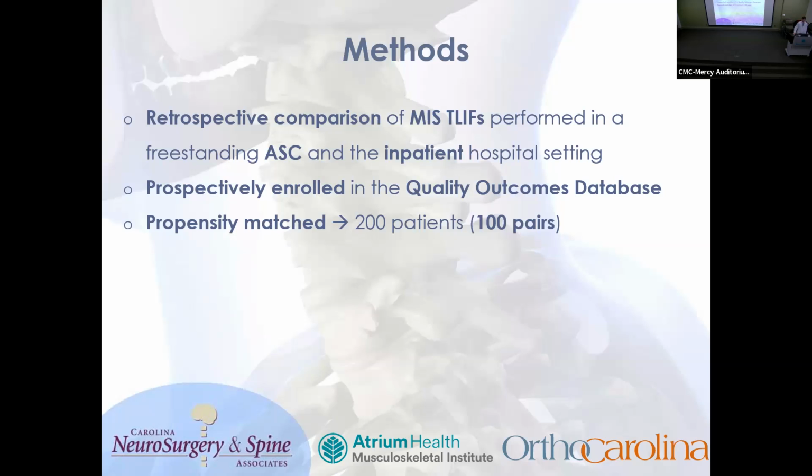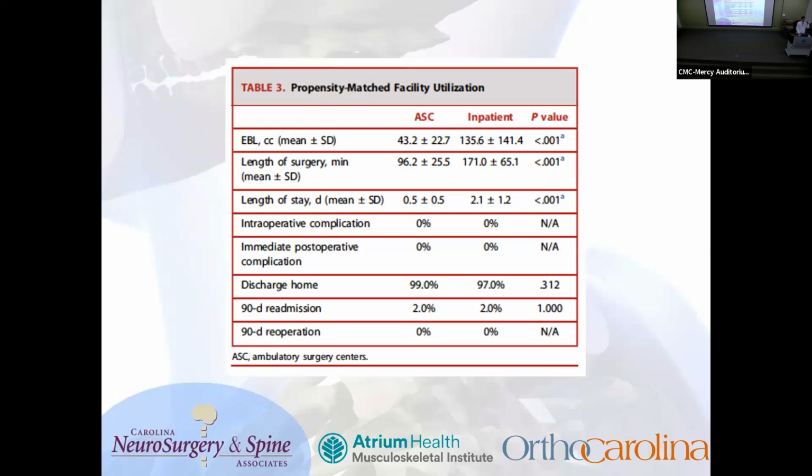All these patients were prospectively enrolled, had prospective patient-reported outcomes. Total patient cohort was 775 patients. After propensity matching, we got that down to 200 patients with no significant differences between those cohorts. So this data is very telling. Intraoperative complication and post-op complication rates were similar between cohorts, as were readmission and reoperation rates. So expanding on the first study showing that it's safe, it's feasible, now we've shown that these patients do just as well as patients who are similar but have surgery done in the hospital setting.